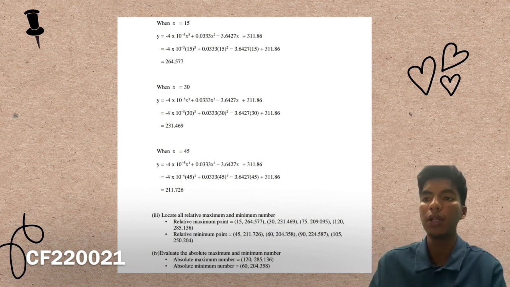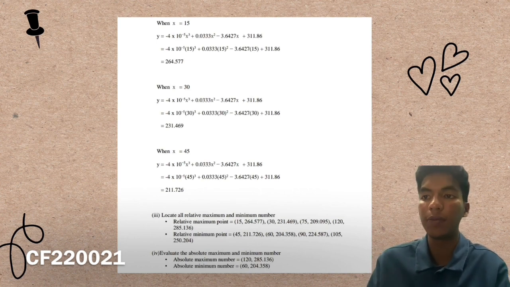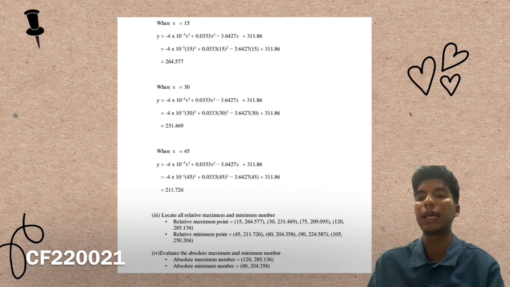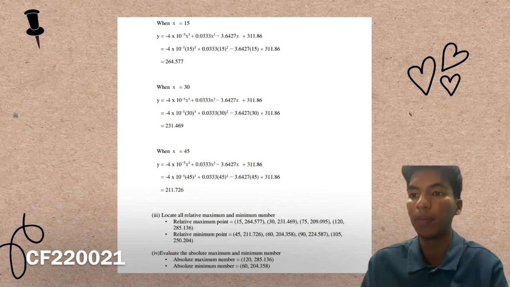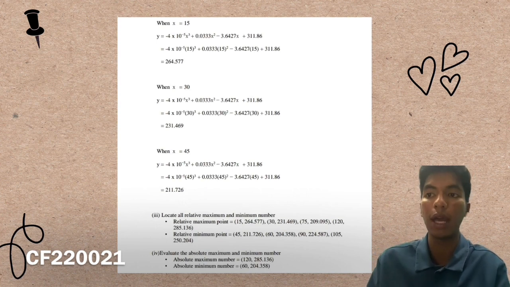For the first relative maximum point, we get 15, 264.577, and the rest will follow. For the relative minimum point, we get 45, 211.76, and the rest will follow. And for the last answer, we evaluate the absolute maximum and minimum numbers. The first absolute maximum number is 120, 285.139, and the absolute minimum number is 60, 204.358. That's it for me, and let's go for the next.